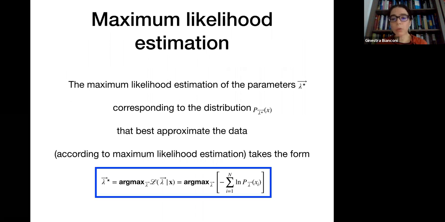Really, you want to know which is the best lambda, which is the best distribution that describes your data, and in particular, which is the best lambda, because you restrict yourself to a class of models that is parameterized with a lambda variable. So you want to know which is the best lambda that describes your data. So you want to find the lambda which maximizes the log likelihood of your data.